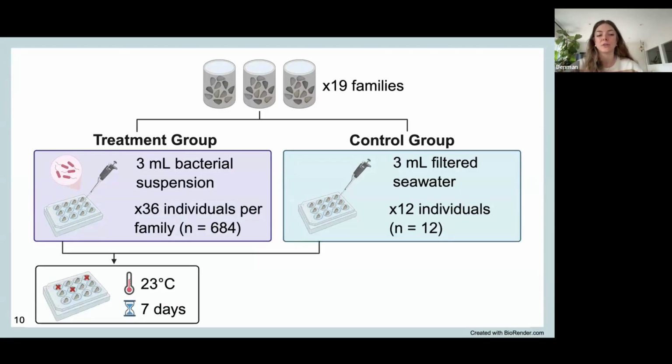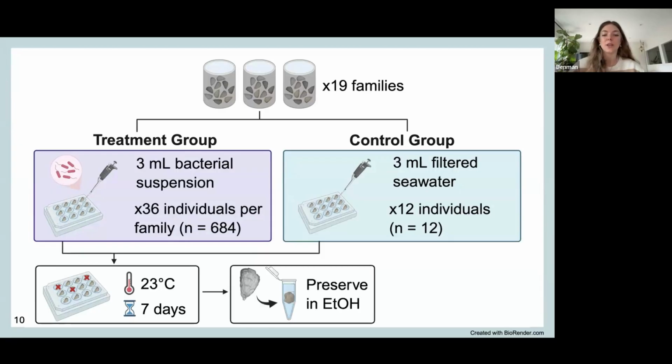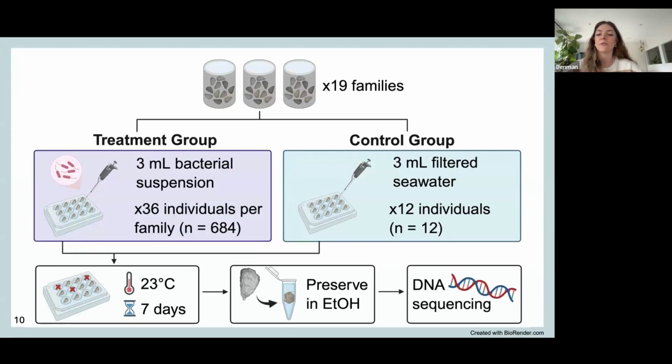We had our oysters in a temperature controlled room at 23 degrees to try to simulate a marine heat wave, and we watched them for 7 days. When the oysters would die, we would preserve their tissue in ethanol. At the end of the trial, all of the oysters got sent off for DNA sequencing. So at this point, we had our genotypes of the original oysters that went through the trial, as well as our phenotypes, so that disease resistant trait.